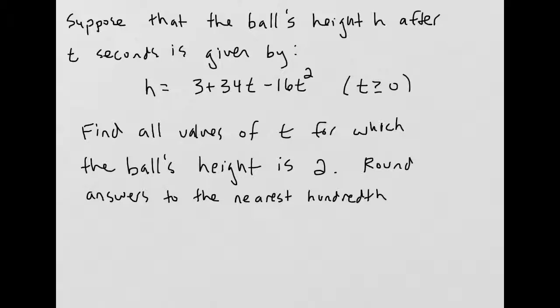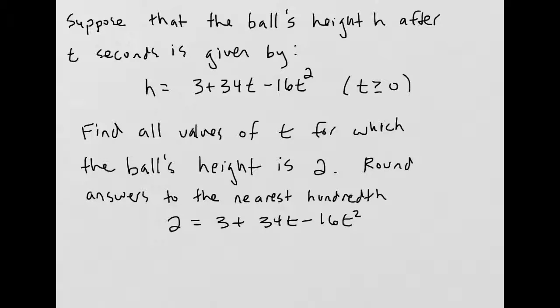Okay, so if we check this one out, notice there is a restriction here that t must be greater than or equal to 0. That means if we find solutions that are negative, we're going to have to throw those solutions out. Okay, so let's start with what we're trying to do. Find all values of t for which the ball's height is 2. So they're telling me the ball's height is 2 at the time I'm interested in solving for t. So that means I can plug 2 in for h. So if we do that, we get 2 equals 3 plus 34t minus 16t squared.